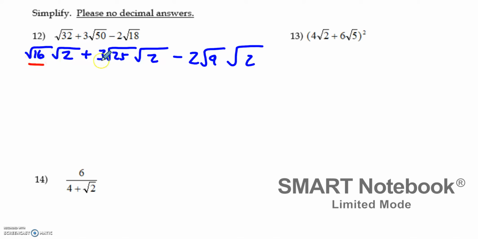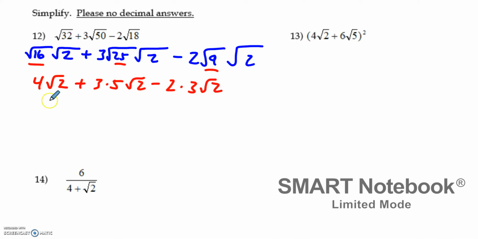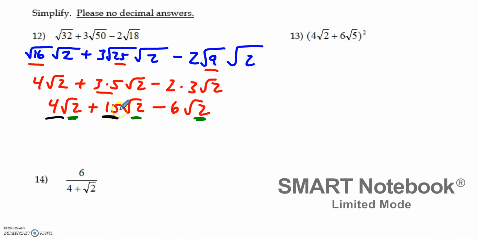So I can reduce all the perfect squares and get 4 root 2 plus 3 times 5 root 2 minus 2 times 3 root 2, which is 4 root 2 plus 15 root 2 minus 6 root 2. Now, because every single radicand is 2, I'm allowed to add these because they are like terms. So if I have 4 plus 15, that's 19 minus 6. So I have 13 root 2's left over. So my final answer is 13 root 2 because my radicand is the same.